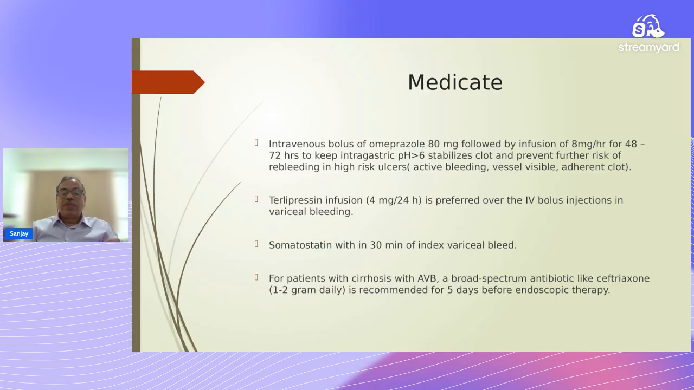In a patient with a variceal bleed, terlipressin infusion 4 milligram per 24 hours is preferred over the IV bolus injections. You can also give somatostatin or octreotide within 30 minutes of the index variceal bleed. For patients with cirrhosis and active variceal bleeding, a broad spectrum antibiotic is absolutely essential because these patients are at risk of superadded infection and sepsis. So, a broad spectrum antibiotic like ceftriaxone, 1 to 2 gram daily, is recommended for at least 5 days. It should be initiated before endoscopic therapy.